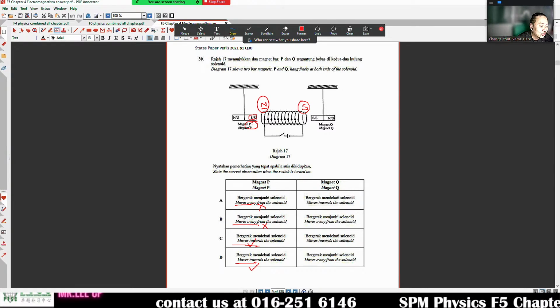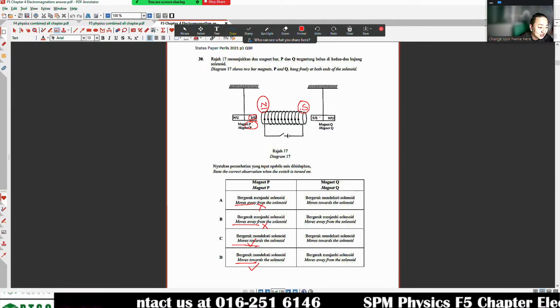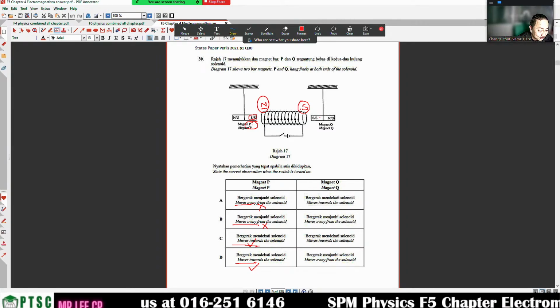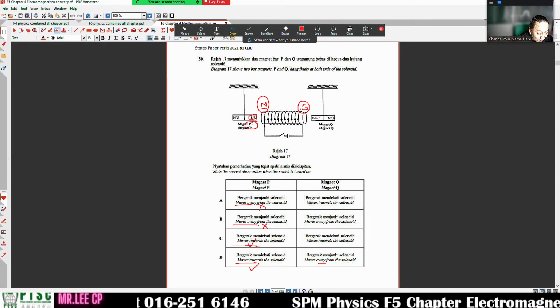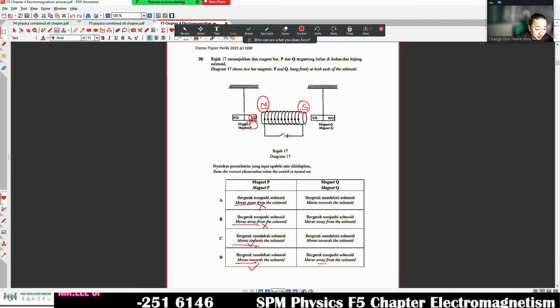So we see this one is south and south, right? South and south, alright. So left these two. So this one moves away, right? South and south repel. Answer is D.